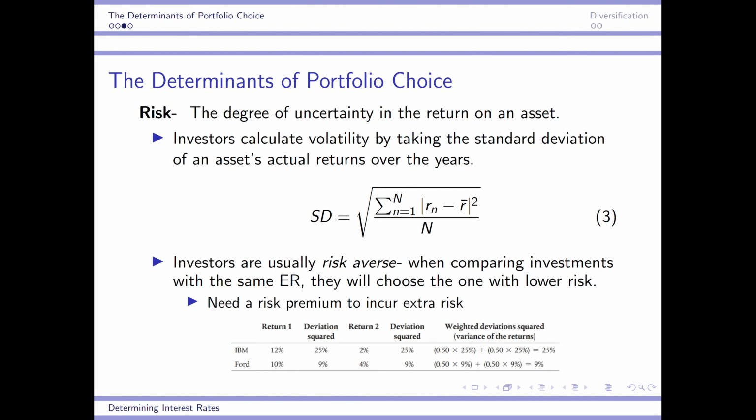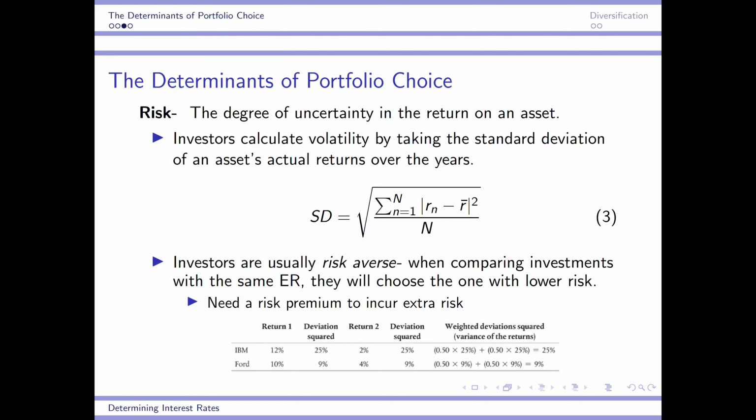Now, the third determinant of portfolio choice is also very important, and that is risk. And I'm sure that you guys have heard risk referenced before, but it is just the degree of uncertainty in the return of an asset. So, all else held equal, investors are usually going to be risk averse. They want to minimize their exposure to risk. And when comparing two assets with the same expected return, they're going to choose the one that has the least amount of risk.